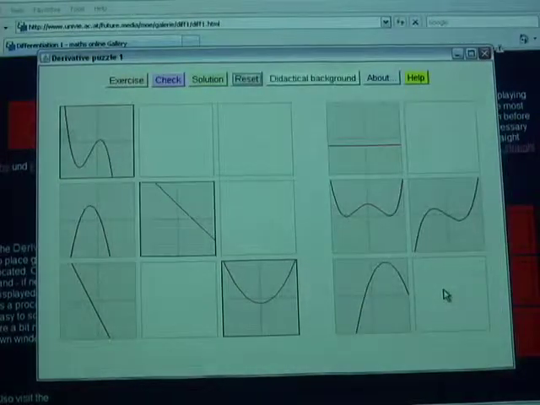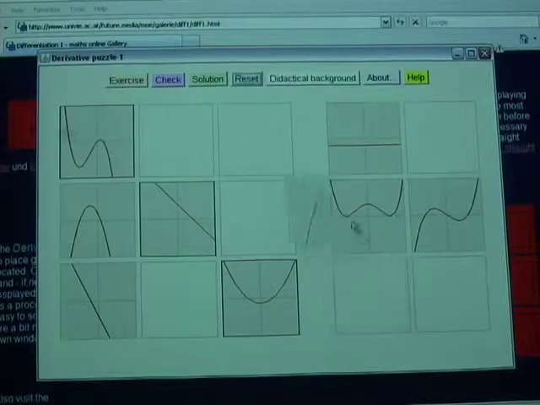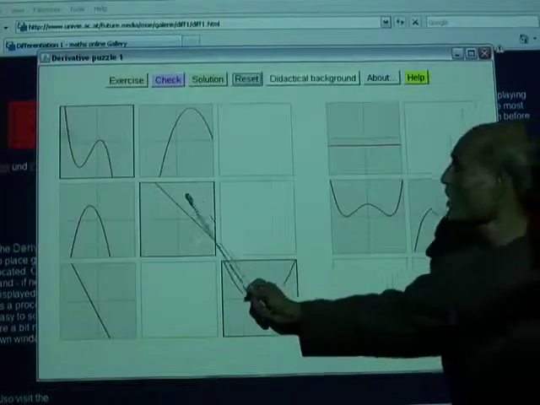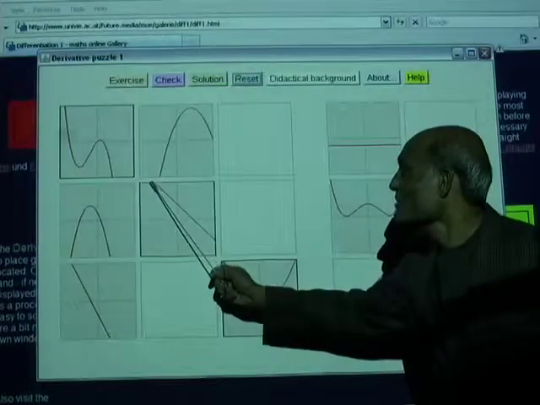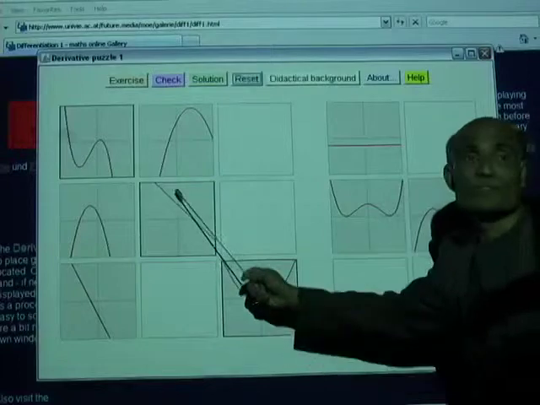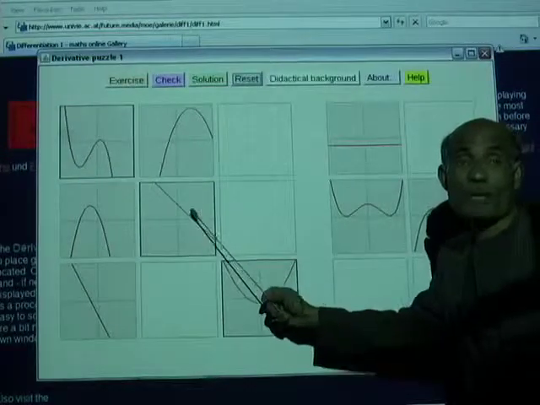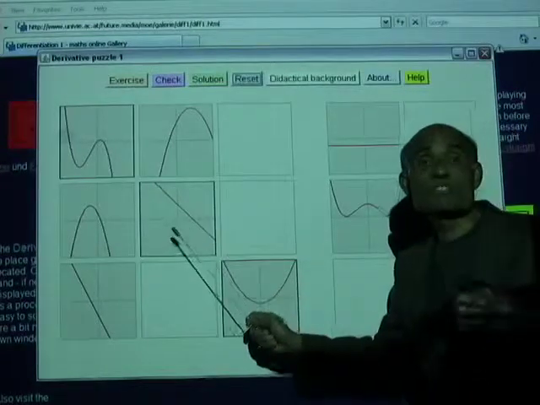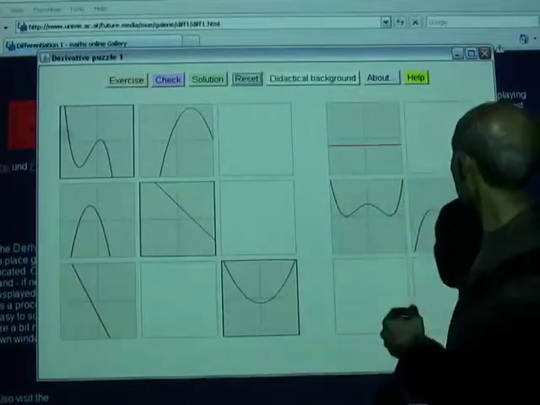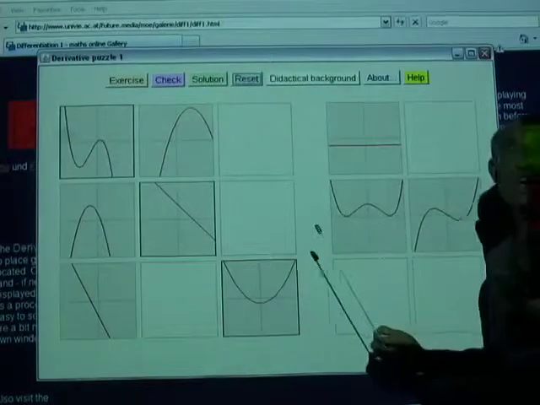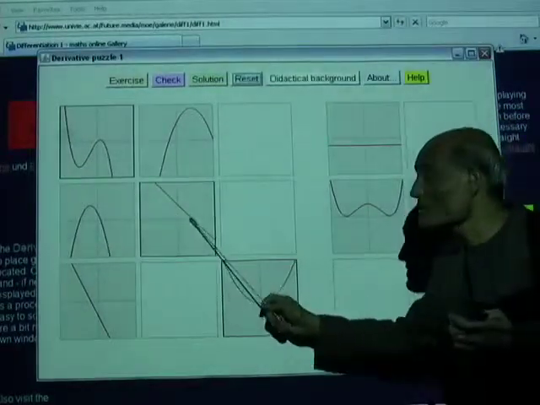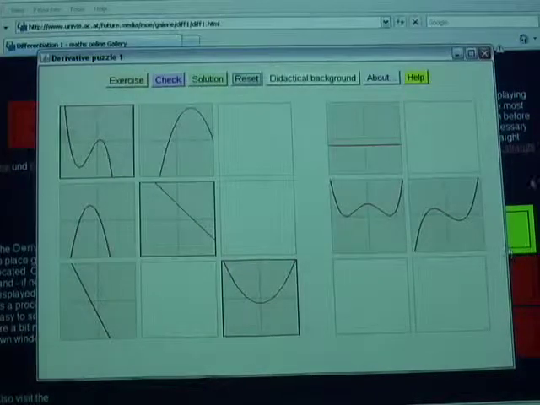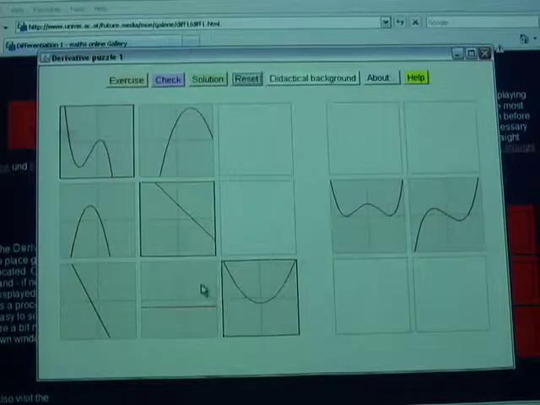Are you following the argument I'm using? So let's put that over there. What is the derivative of this? This is a negative slope. Well, this is a straight line, which means the derivative will be a constant. Which of the functions here represents a constant function and a negative one? There you got. So place that over there.